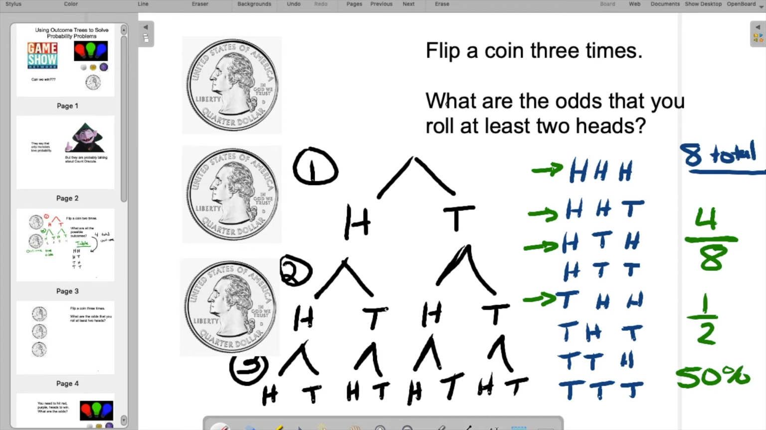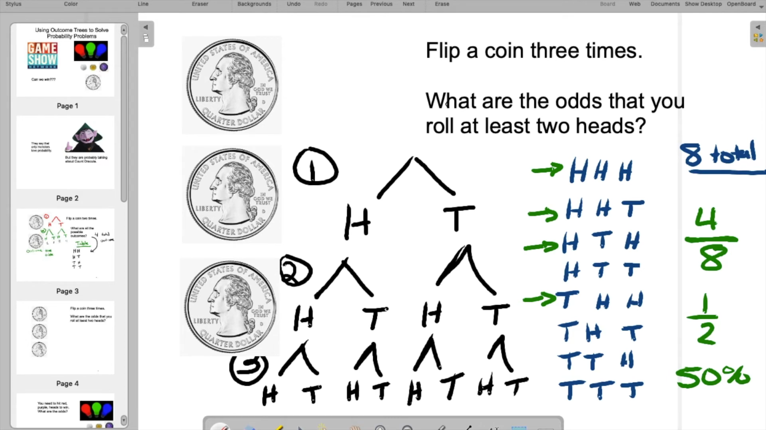All 3 of those answers would be correct for this problem. If you flip a coin 3 times, what are the odds you roll at least 2 heads? That's 4 of the 8 outcomes, and that would be the correct answer. And this is how you use outcome tables.